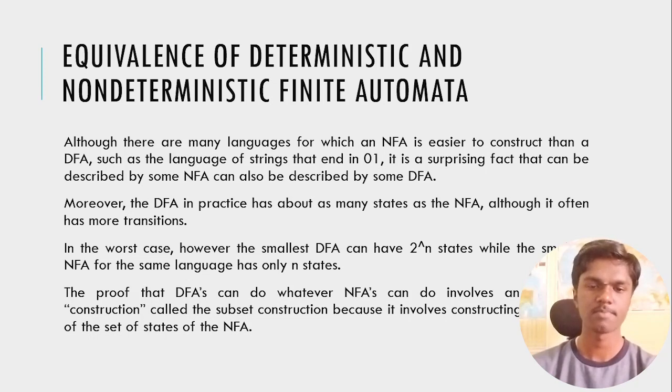In the worst case, however, the smallest DFA can have 2^n states, while the smallest NFA for the same language has only n states. The proof that DFAs can do whatever NFAs can do involves an important construction called the subset construction, because it involves constructing all subsets of the set of states of the NFA.